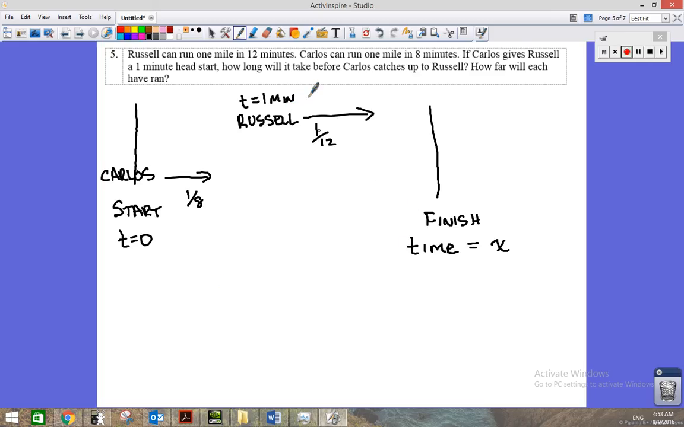So let's set the distances equal to each other, because they both started right here, and they both finished at the same time. So the distance that Russell ran is the same distance that Carlos ran.